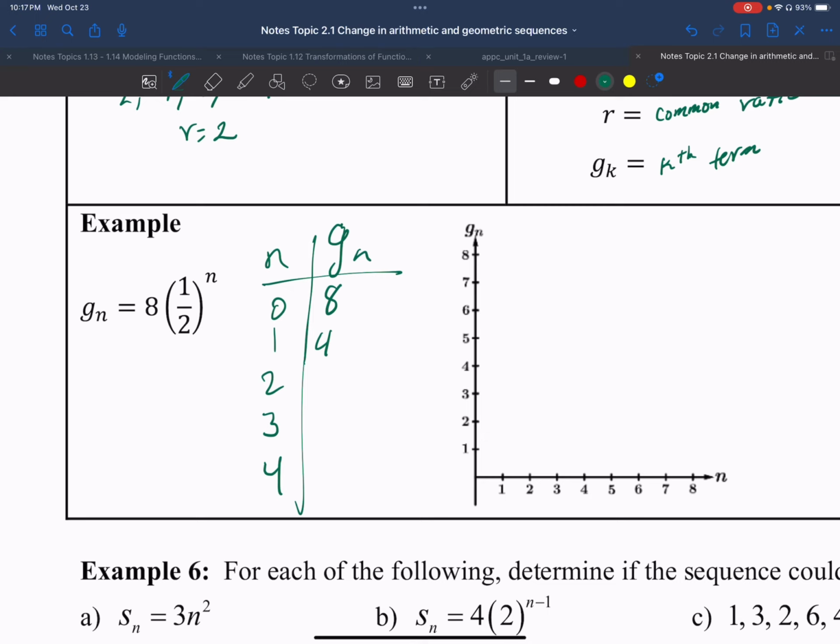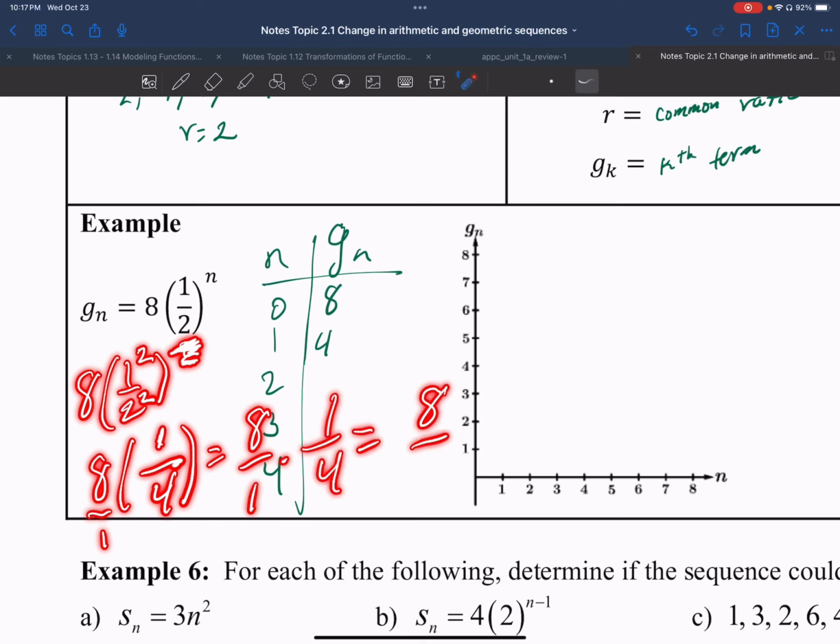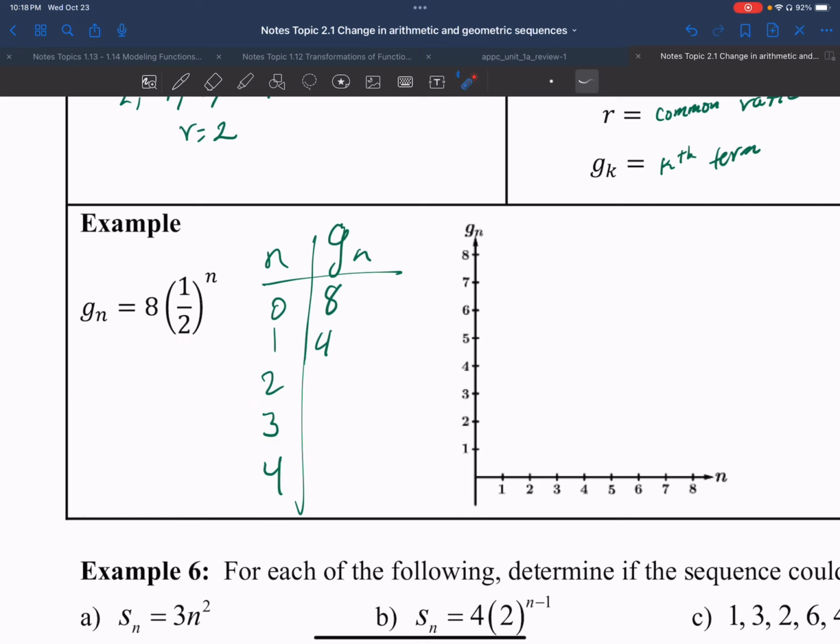When I plug in a 2, I get 8 times 1/2 to the power of 2. When I have a power with a fraction, that power needs to be applied to both numerator and denominator. So I'll get 8 times 1 squared, which is 1, divided by 2 squared, which is 4. Again, put it over 1, which is the same thing as 8 over 1, times 1 over 4, which is the same as 8 divided by 4, which is 2. So that will be the next term of my sequence.